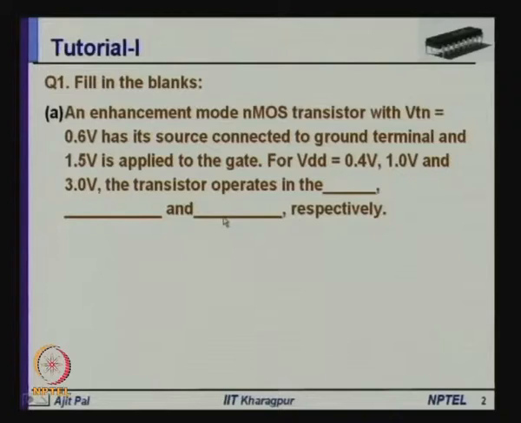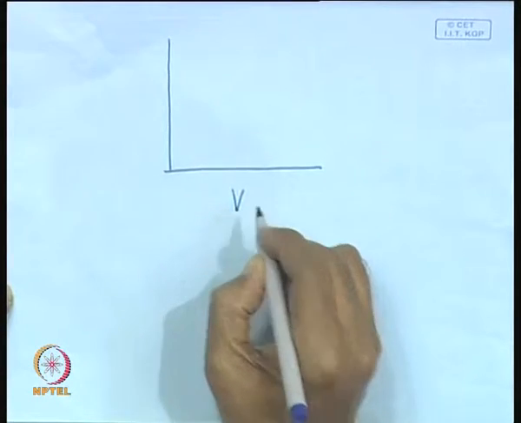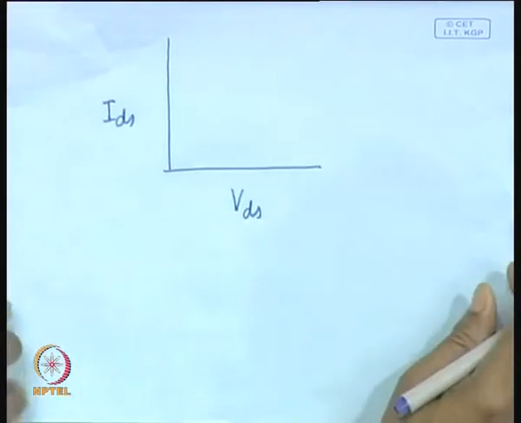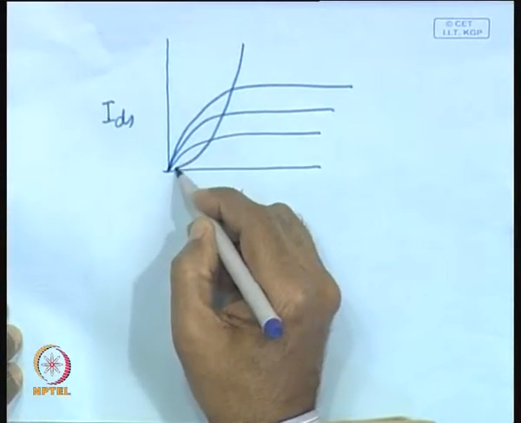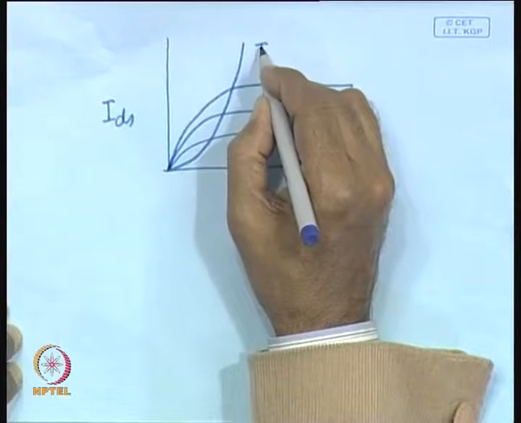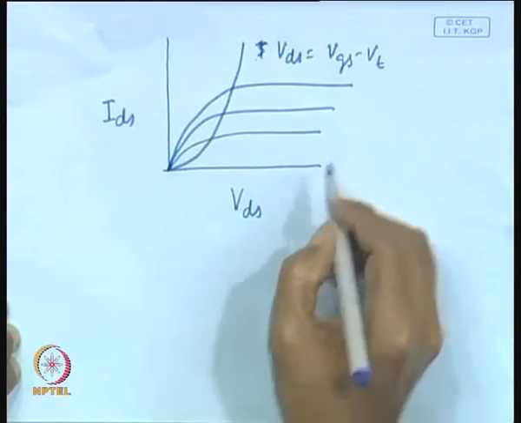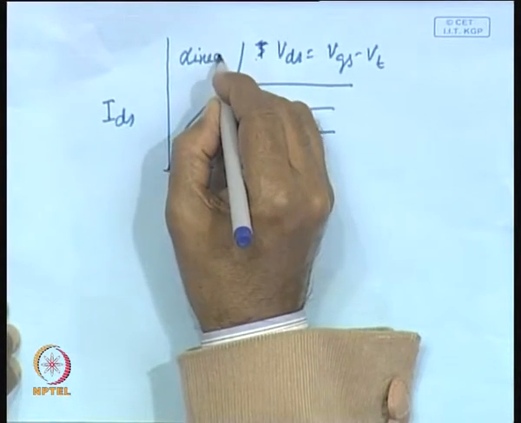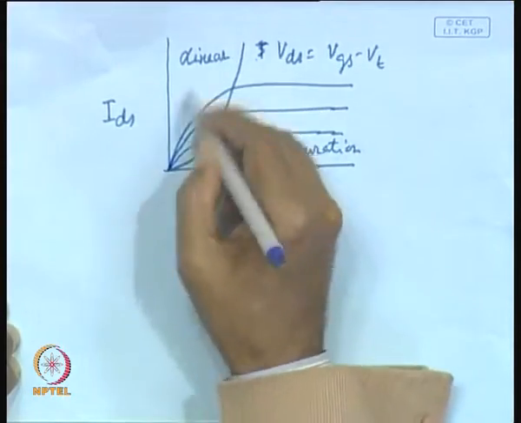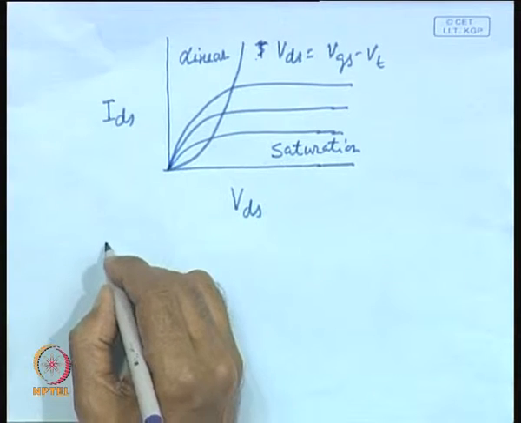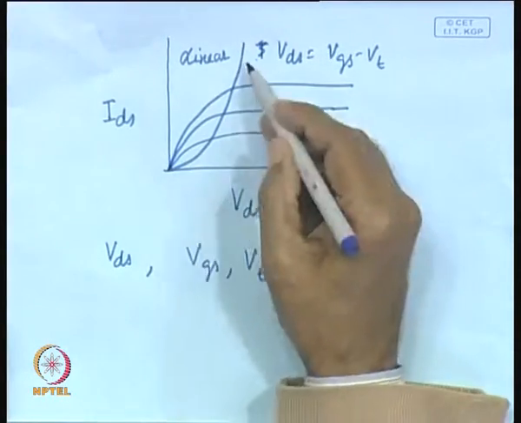As you know, if you look at the characteristics of an NMOS transistor, if you plot VDS versus IDS, the current voltage characteristics, it is somewhat like this. And a line which separates this is VDS equal to VGS minus VT. This particular line separates the linear region from the saturation region. This part is the saturation region and this part is the linear region. So, there are three parameters, one is your VDS, second is your VGS, third is your VT, that determines in which region the transistor is operating.